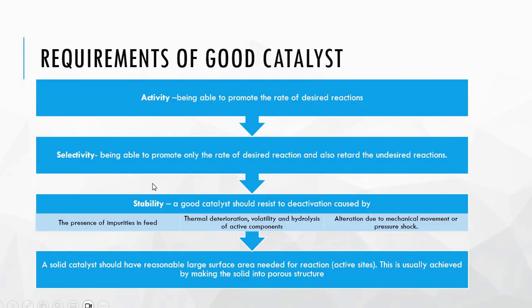There are three things that can affect the activity and stability of a catalyst: the impurities in the feed, thermal effects if it is exposed to high-temperature processes, and also mechanical movement, which might cause erosion and lower the size of the catalyst as well.